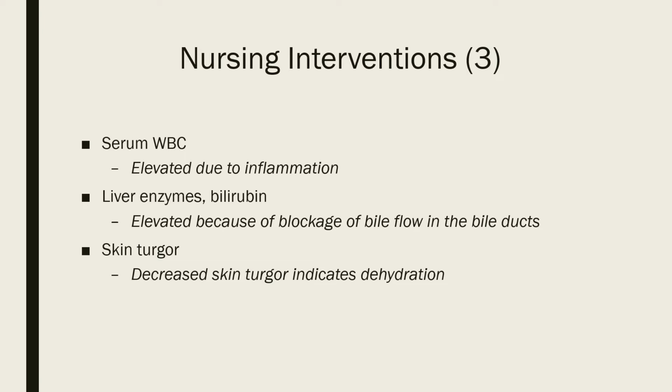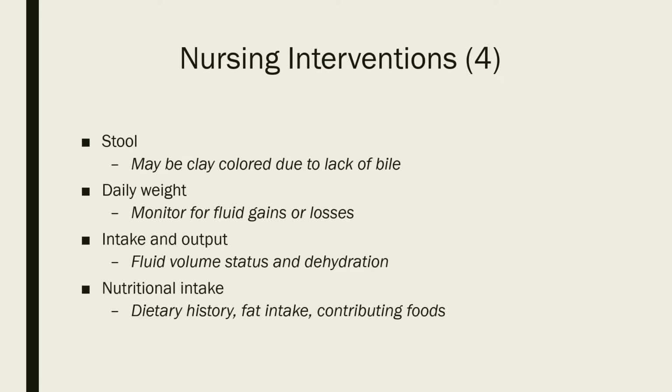We are looking at their skin turgor. Their skin turgor may indicate dehydration. If able to, the client may be able to monitor their stools. Their stools may be clay colored, and this is going to be due to the lack of bile. We are going to monitor their daily weight. Are they dehydrated? Are they holding on to fluid? And are they edematous? Of course, they're going to be on I&O. We're going to be looking at their fluid volume status, again, to assess dehydration or fluid overload.